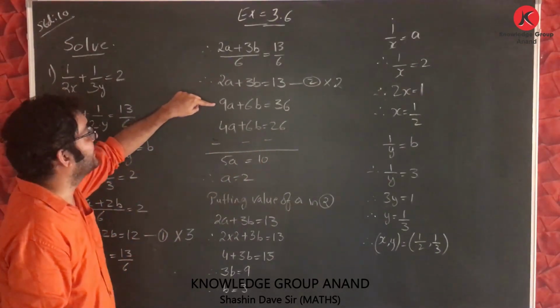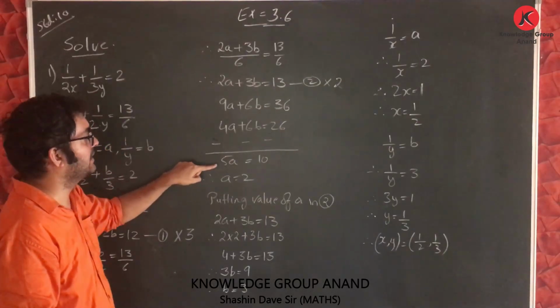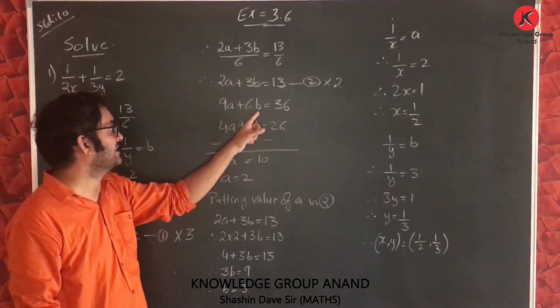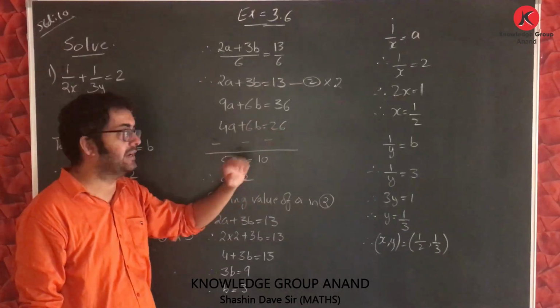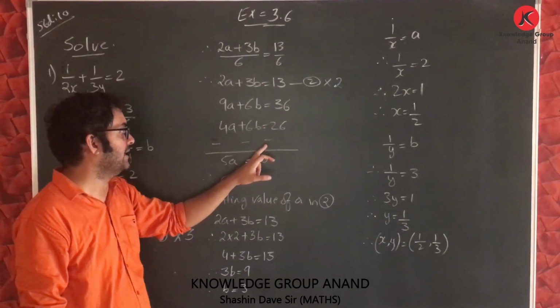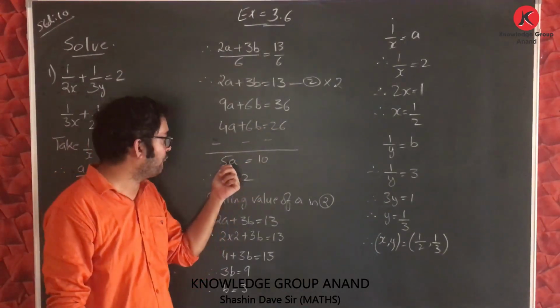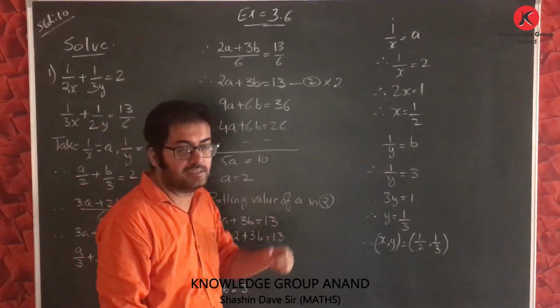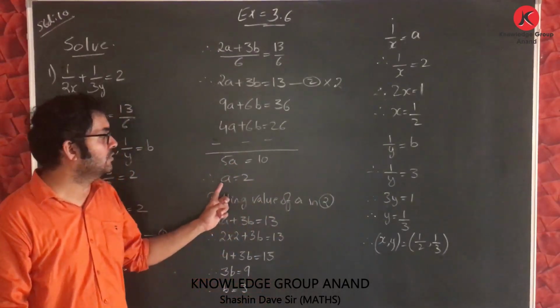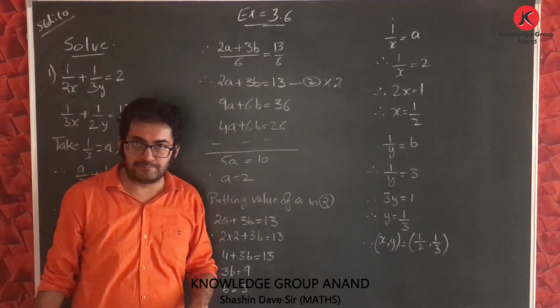So now 9a minus 4a, that is 5a. Now this 6b minus 6b part got eliminated. 36 minus 26 gives 10. So I have 5a is equal to 10. That means the value of a is 2.